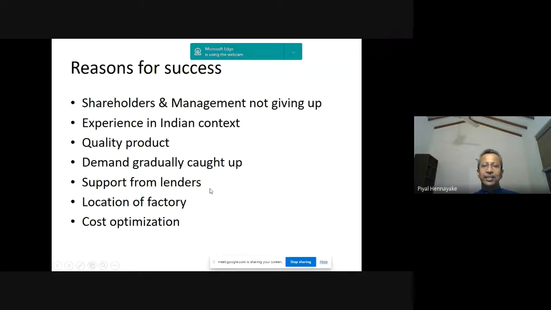And the lenders supported. DFCC was the leader, they were very supportive. And the location of the factory is in the industrial estate, and the cost optimization. So Indians, they will not spend on unnecessary things, and they spend only the minimum required.